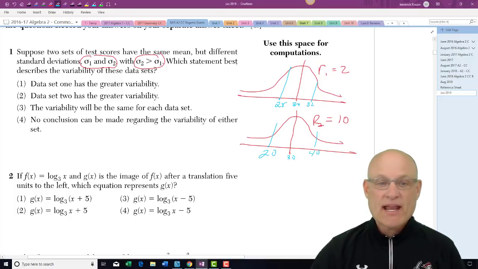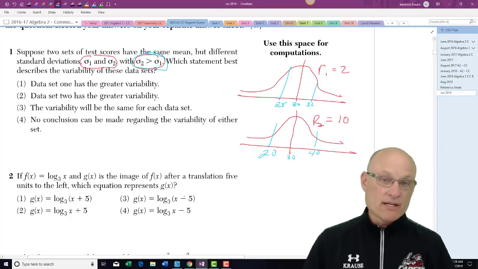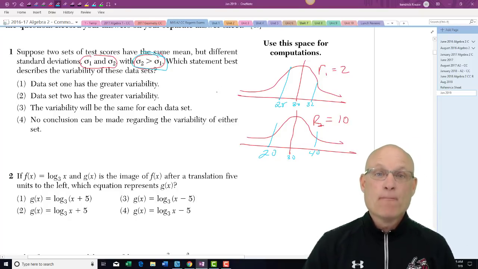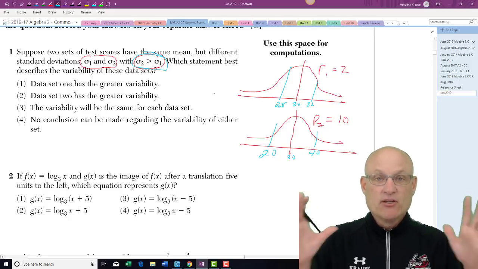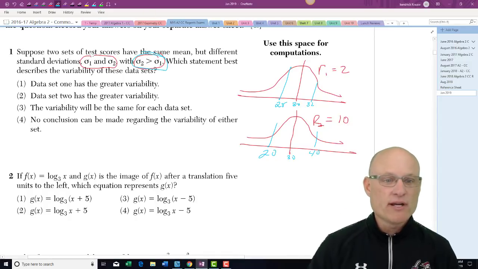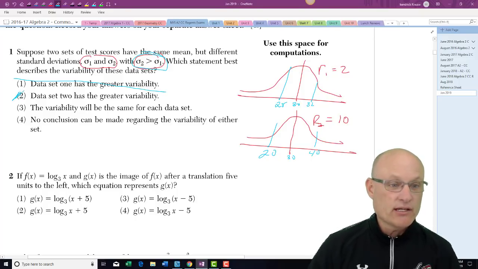By having a greater standard deviation, and I haven't looked at the answers in a while, but I'm going to guess they're going to talk about spread, because remember, standard deviations measure spread. The larger the standard deviation, the more spread out the data. The smaller the standard deviation, the more compact the data. So, data 1 has greater variability? Not true. Data 2 does. Data 2 has greater variability. There's our answer.